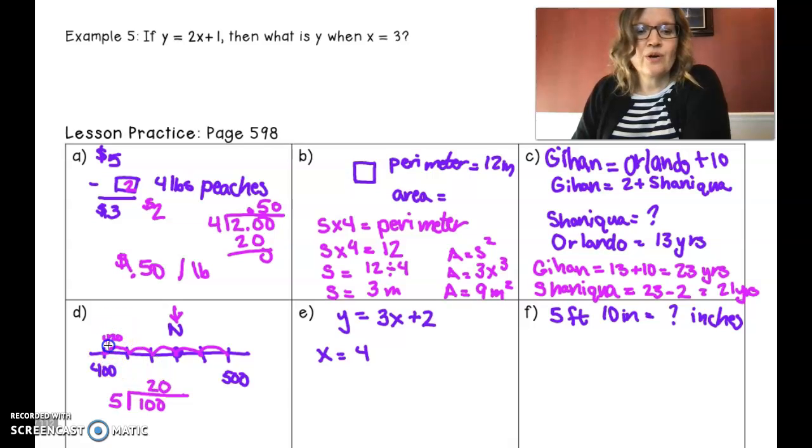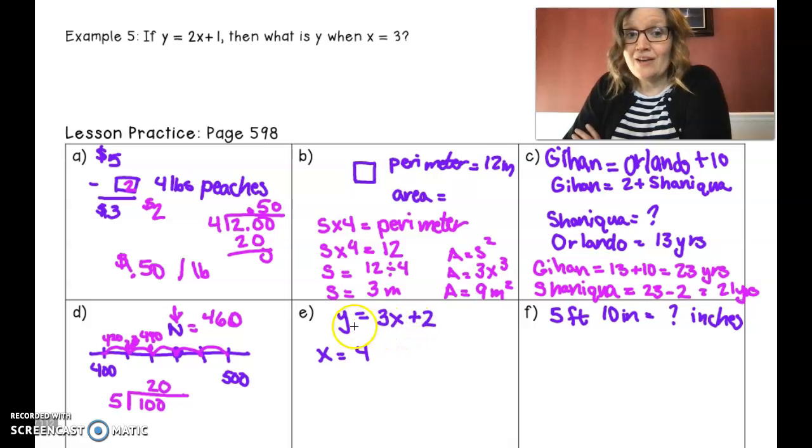So this point would be 420. This next point would be 440. I'm going to scratch that out. And this point is going to be 460. Oops, why am I going 66? 460. Our next problem involves an equation y equals 3x plus 2.